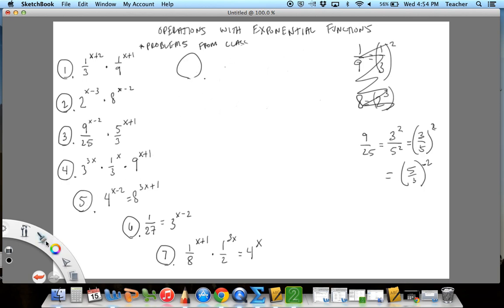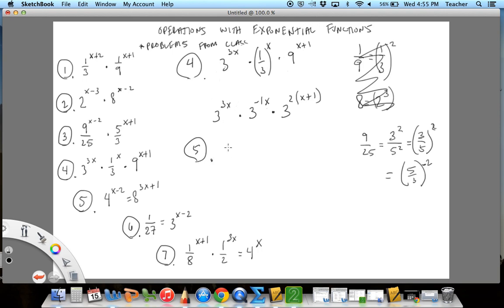Number 4. And I'm just going to set these up from here on out. Number 4 is 3 to the 3x times (1/3) to the x times 9 to the x plus 1. I'll put parentheses around my fraction. On this particular one, we're going to make 3 the common base. So we have 3 to the 3x, which is fine, times 3 to the negative 1, which is equal to 1/3, so we have negative x, times 3 squared to the x plus 1. Now they have the same base. Again, I switched 1/3 to 3 to the negative first because it just flips it. All right, that is that one.